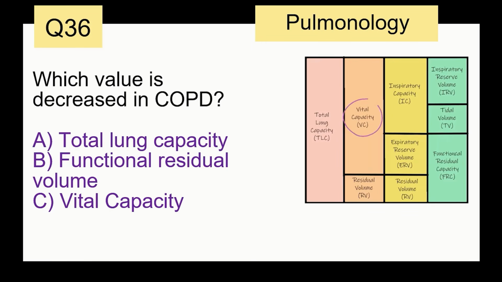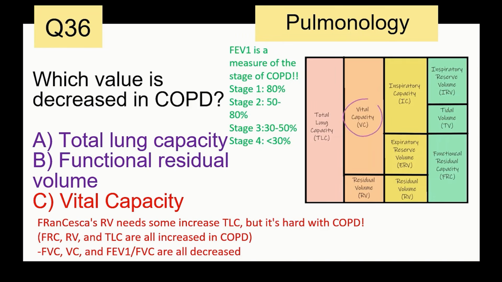All right, question 36. Which value is decreased in COPD? Oh, I can't stand these, but I just memorize it because I'm too lazy to actually have to think about it. And that's FRC, RV, and TLC are all increased in COPD.